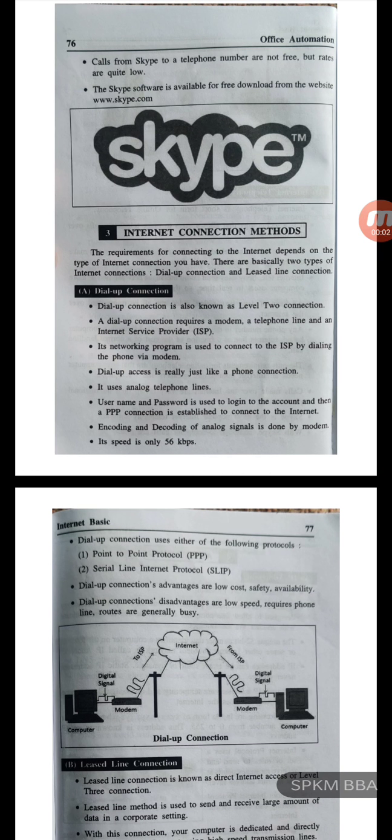Internet connection methods. There are generally two types of ways through which internet connections can be connected. The requirement for connecting to the internet depends on the type of internet connection you have. There are basically two types of internet connection available. The first one is called dial-up connection. The second type is called leased line connection.